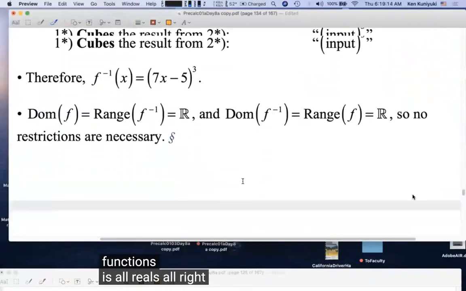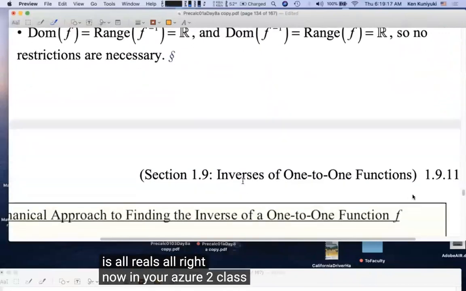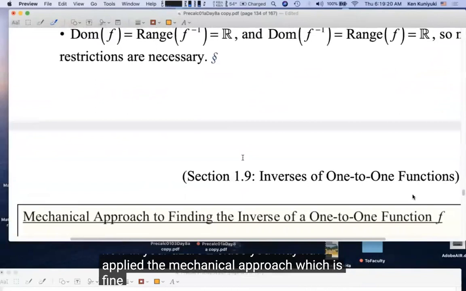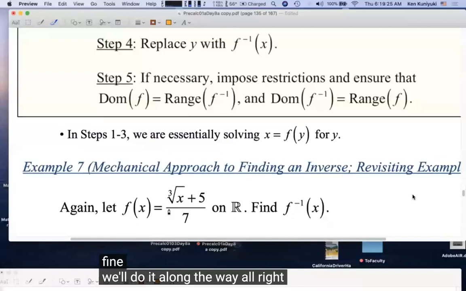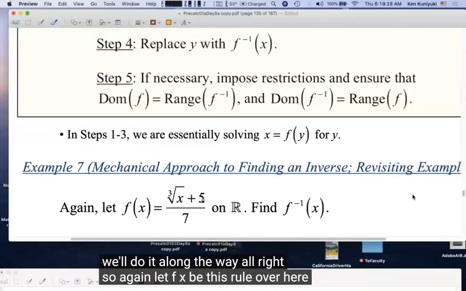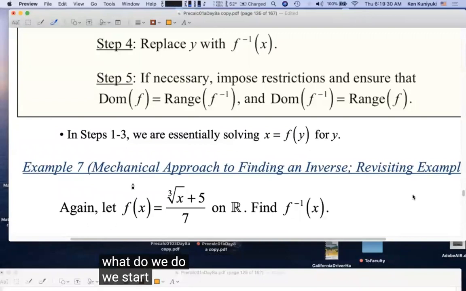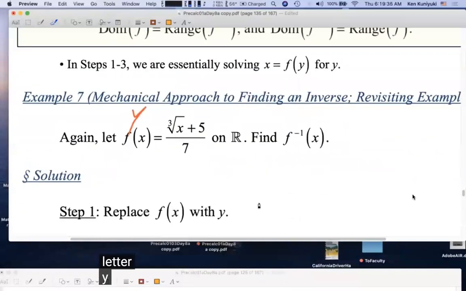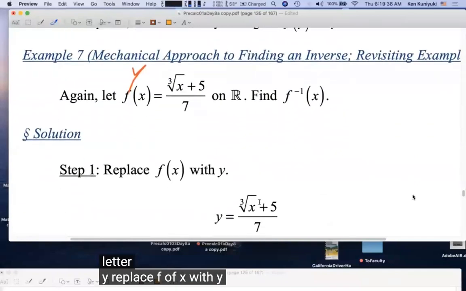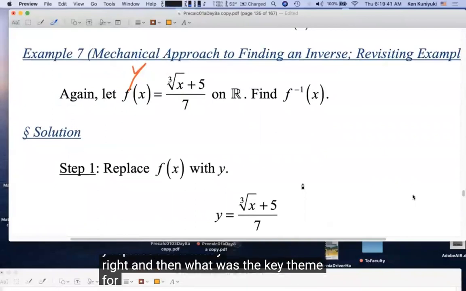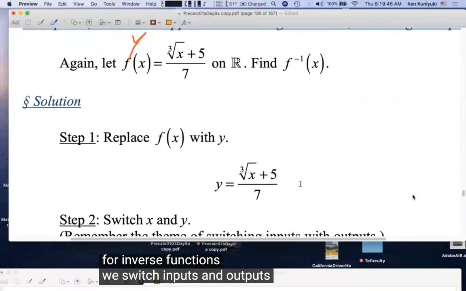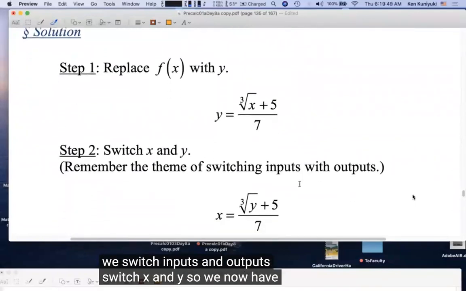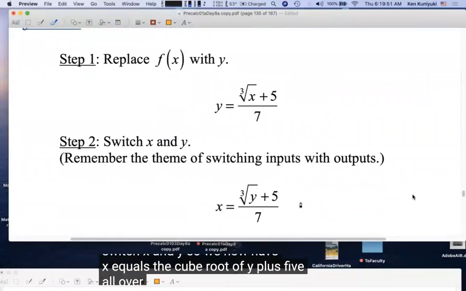All right. Now, in your Algebra 2 class, you may have applied the mechanical approach, which is fine. We'll do it along the way. So again, let f of x be this rule over here. We start by replacing f of x with what letter? Y. Replace f of x with y. And then what was the key theme for inverse functions? We switch inputs and outputs. Switch x and y. So we now have x equals the cube root of y plus 5 all over 7.